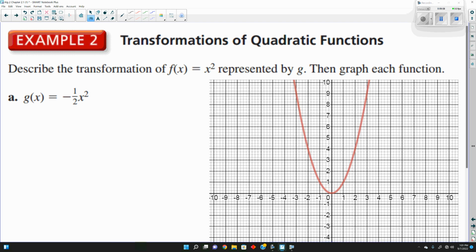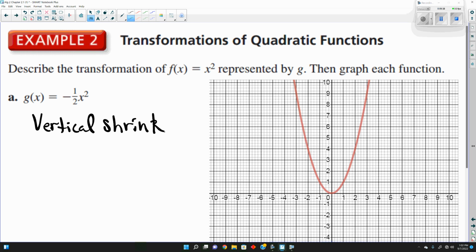Do we have any parentheses? If we don't have any parentheses, that means it cannot be a horizontal stretch or shrink or reflection across the y, because they need to be in parentheses. It will be a vertical shrink. Yes. So it'd be a vertical shrink.